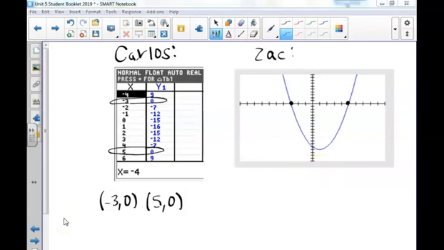Moving along, Zach's strategy is to look at the graph of the function. If we look at the graph, we are trying to find where the parabola crosses the x-axis. We can see that it intersects the x-axis at x equals negative 3 and at x equals 5.